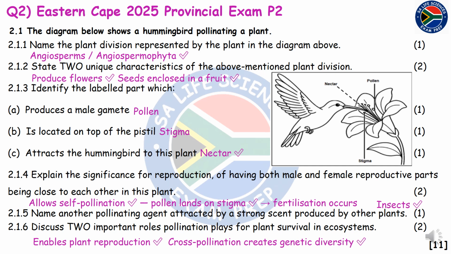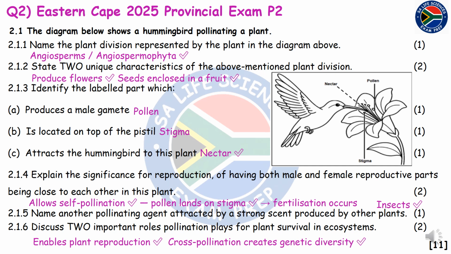Identify the part which A produces a male gamete. Now for this question, we have to choose the labels that are on the diagram. So you can't write something that isn't labeled on the diagram. So the part that produces or contains the male gamete, which is the sperm, would be the pollen. The part that is located on top of the pistil would be the stigma. The stigma is the surface onto which the pollen will land. The part that attracts the hummingbird to this plant, in this particular diagram, it would be the nectar. So this is the sugary treat that the hummingbird is attracted to.